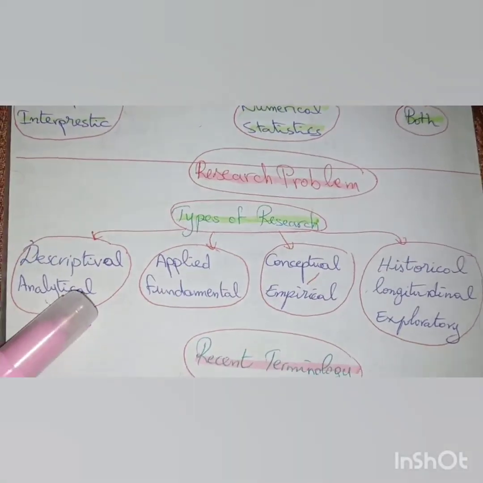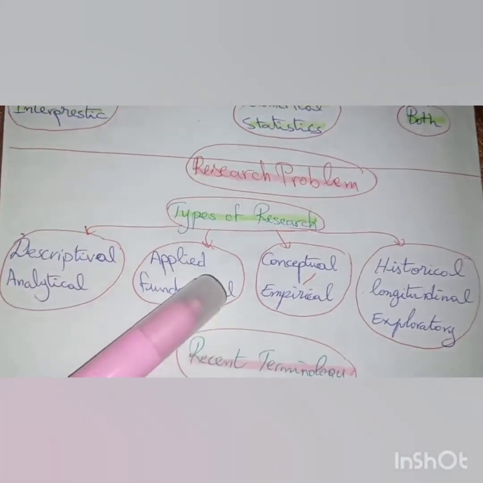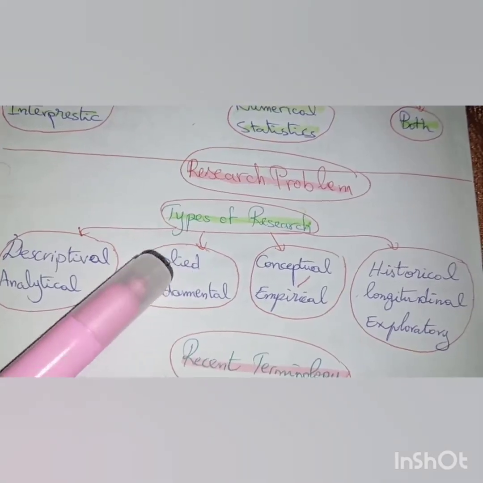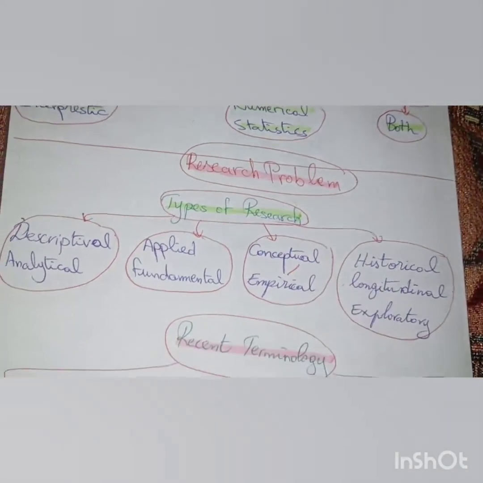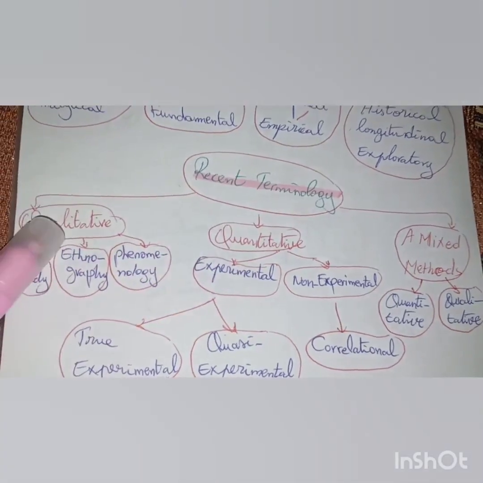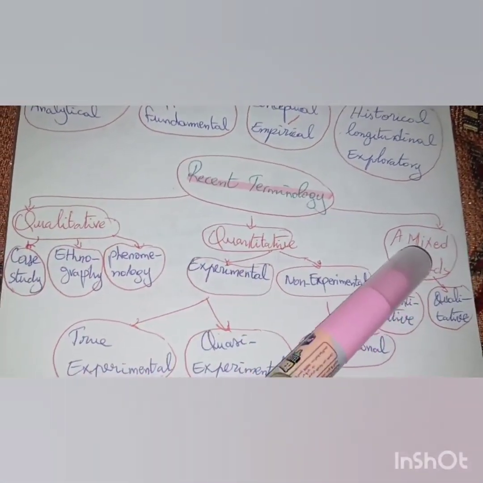So types of research, we have descriptive, analytical, as we talked about it before, applied, fundamental, conceptual, empirical, historical, longitudinal, exploratory. And then the recent terminology, we talked about qualitative, quantitative, and mixed method.